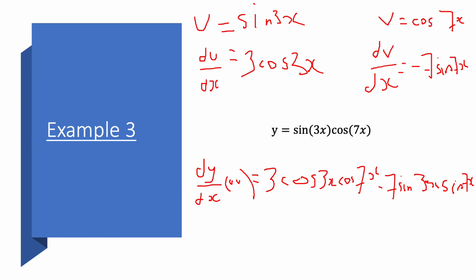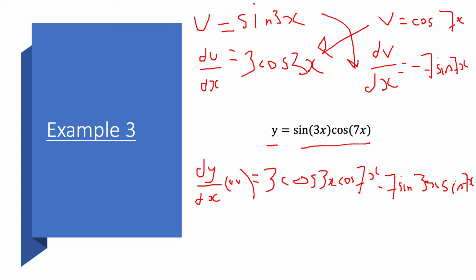And this can't be simplified any further, okay, because for me to simplify this, it would have to be cos of the same amount, if that makes sense. So this can't be simplified any further. So it's 3 cos 3x cos 7x subtract 7 sine 3x sine 7x. So it's v times this, okay, and then plus u times dv dx, okay? So that is the formula for differentiating when I have a product of two functions.